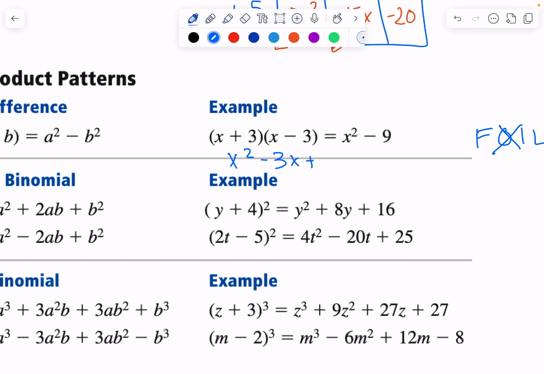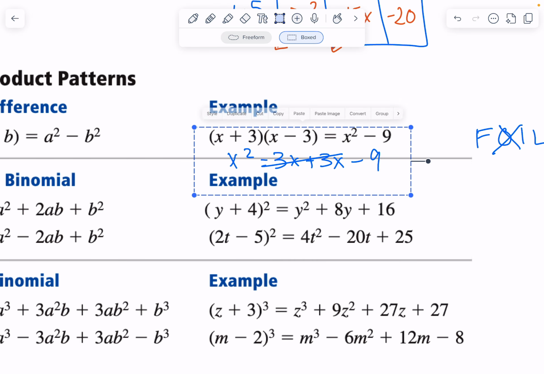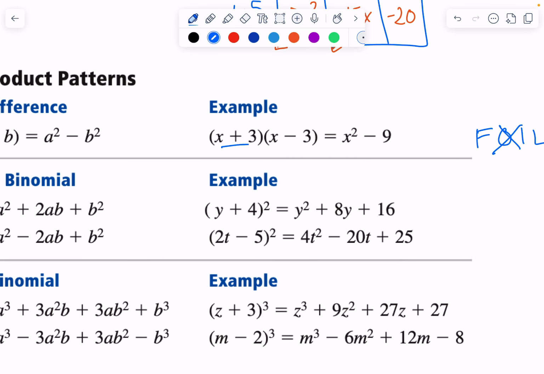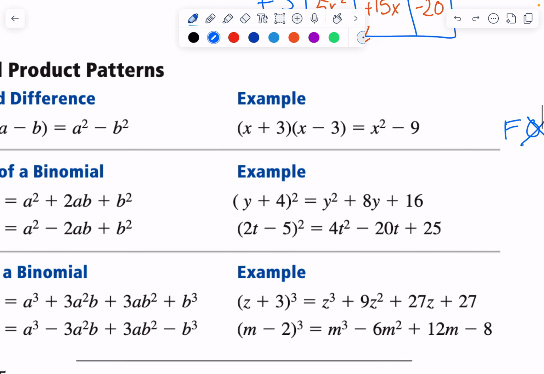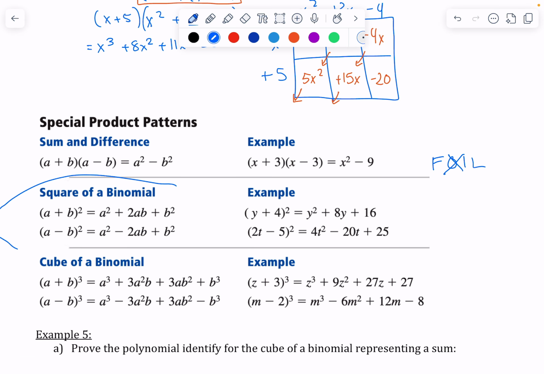You FOIL and you get x squared minus 3x plus 3x minus 9, and those middle terms will always cancel out. That happens when the parentheses, the factored form, is literally the same, just opposite signs, okay? Some other important ones are the square of a binomial. So this is when the part in parentheses is literally the same. So a plus b times a plus b, or a minus b times a minus b. In which case, the first and last term are the quantity squared, so a squared and b squared. And then the middle term is just 2 times ab, okay?